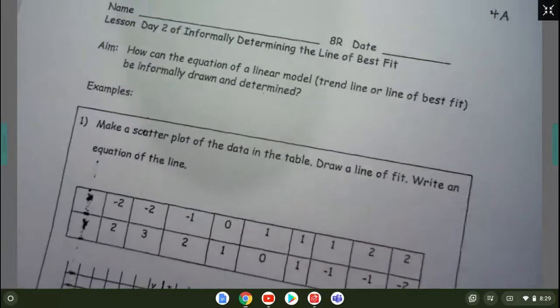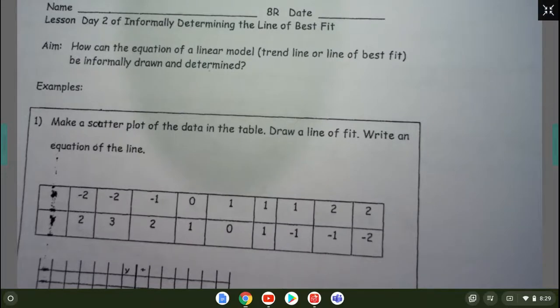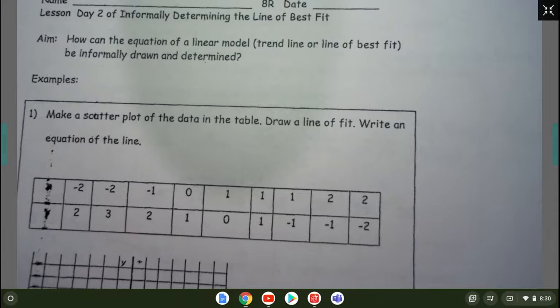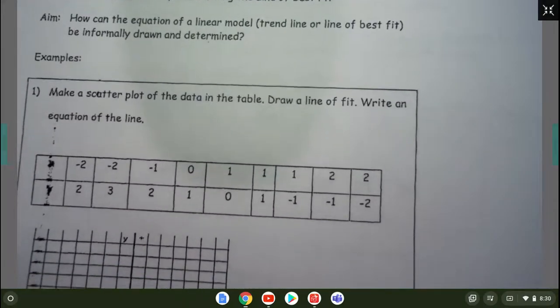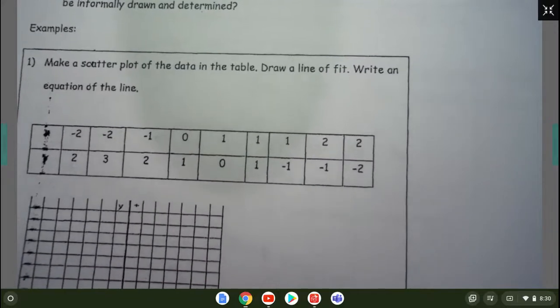All right, go to the back of that page. How can the equation of a linear model, trend line, or line of best fit — all right, two different words we can call that — be informally drawn and determined? The example says make a scatter plot of the data in the table, draw a line of fit, line of best fit, and write an equation of the line.